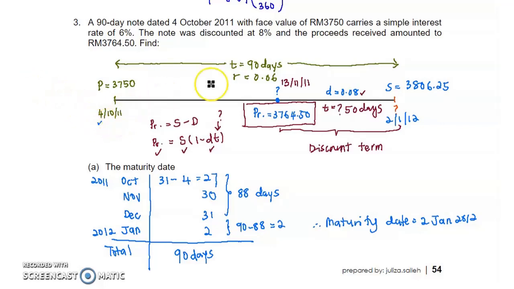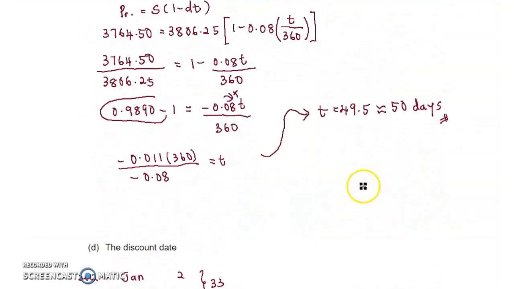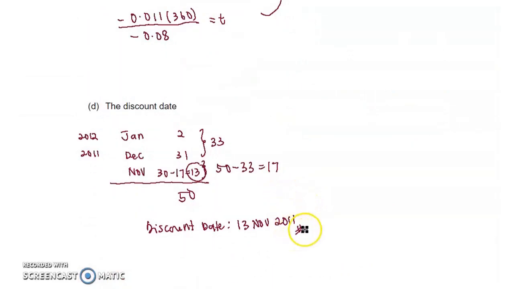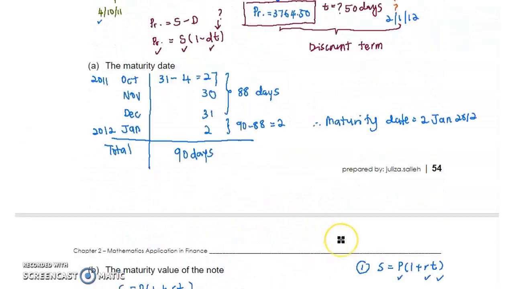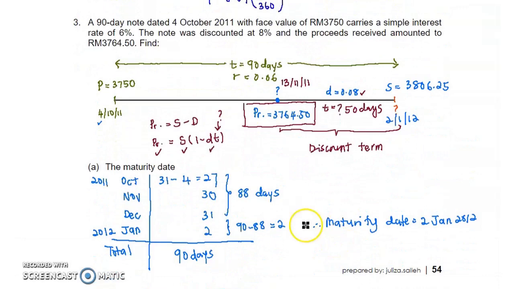So October, November, and then January 2012. Okay, so it must be logic. So here just now I put 2011. Okay. So remember, for topic discounting promissory note, to issue you draw this timeline. Okay, then you put the respective values at the correct place. Then it will help you to answer the rest of the questions.